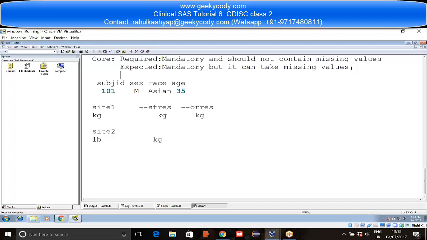Now the third type is permissible variable. Permissible variable means not mandatory. If we have it, we'll take it, or else we'll not take it. And also it can take missing values.